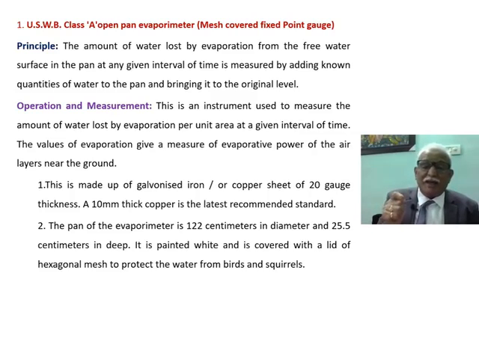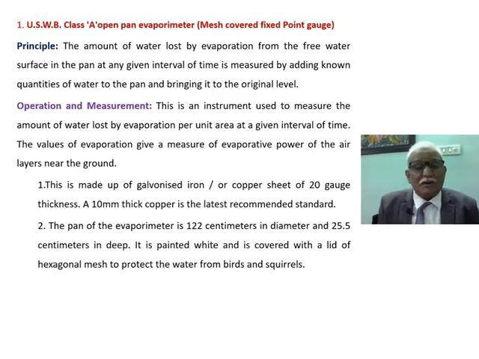The air should have evaporative power, and only evaporation goes on. This is made up of galvanized iron or copper sheet of 20 gauge thickness. A 10 mm thick copper is the latest recommended standard as far as the World Meteorological Organization and countries like India.